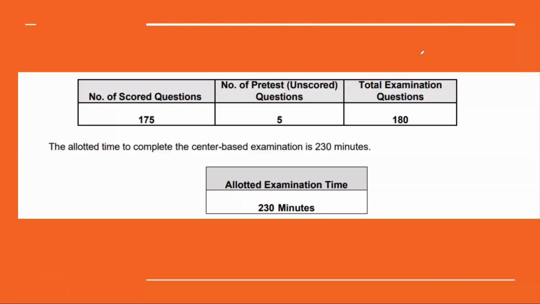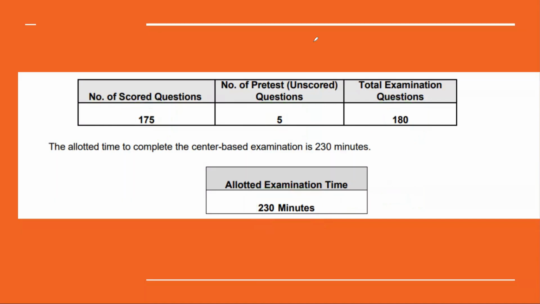Okay, starting off, we'll have a total of 180 questions, out of which 175 will be scored and 5 will be pre-test questions. These 5 questions are placed in the exam by PMI for their own analysis, research, and development. So, to sum it all up, it is 180 questions in 230 minutes. So the total time for you to solve these 180 questions is 230 minutes.